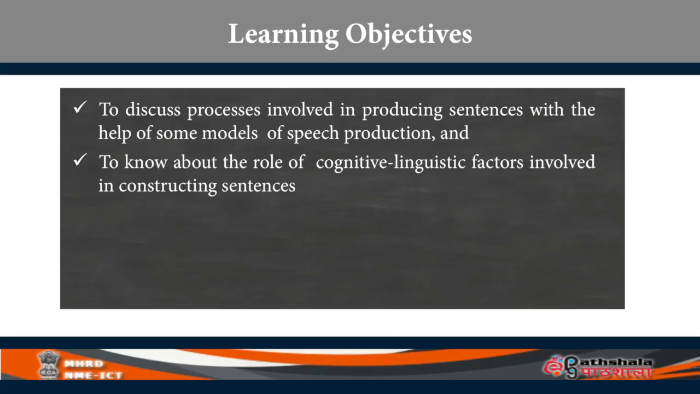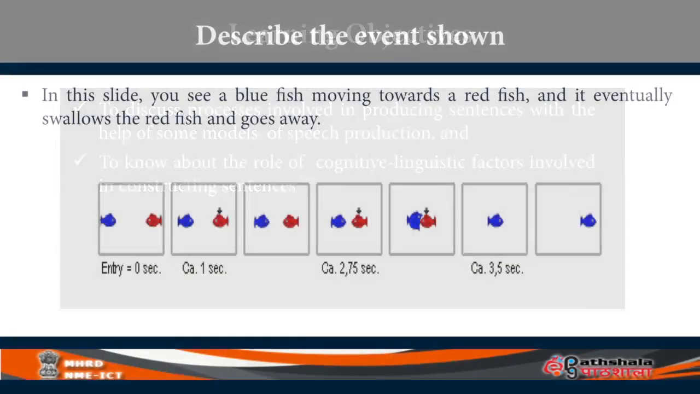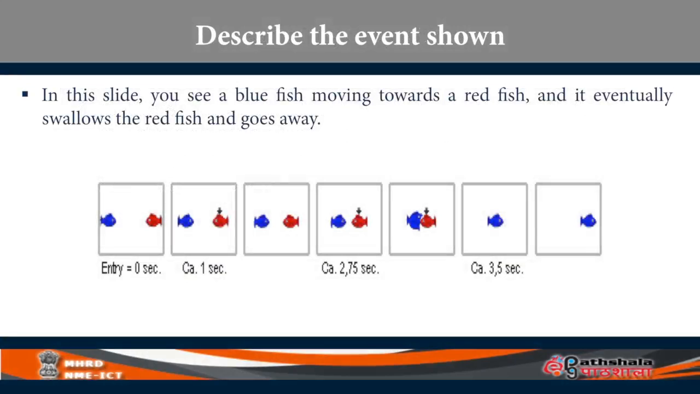We have an idea in our head. How do those ideas become sentences when we speak? That's what I will try and explain in this lecture. On the screen you will see a blue fish moving towards a red fish, and it swallows it and goes away. You see that picture? It's actually taken from something called the fish film. At the bottom you can see 0 seconds, 1 second, 2.75 seconds, 3.5 seconds. As the time elapses, the blue fish moves towards the red fish, eats it and goes away.